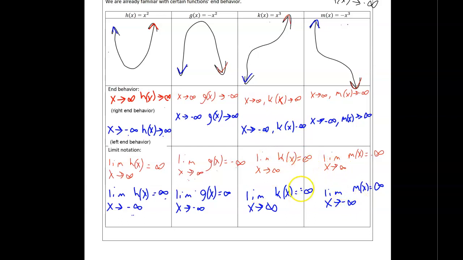So this one's negative infinity, infinity here. And it's important to keep in mind that these notations mean the exact same thing. And as we go on in our math career, we're going to see more and more of this limit notation and less of this notation up here.